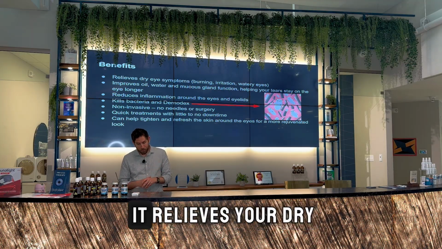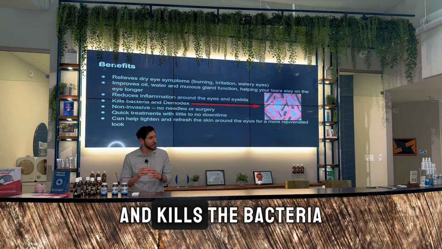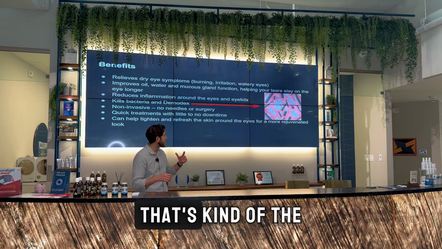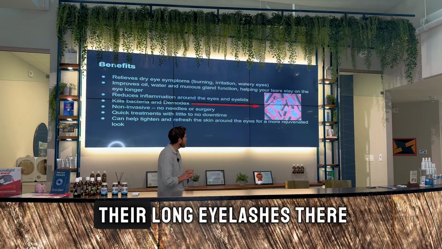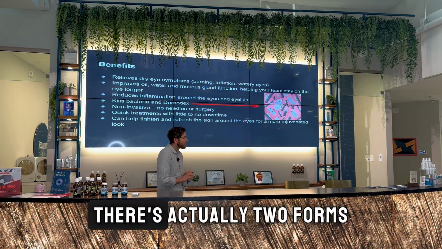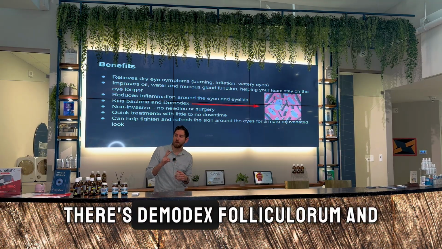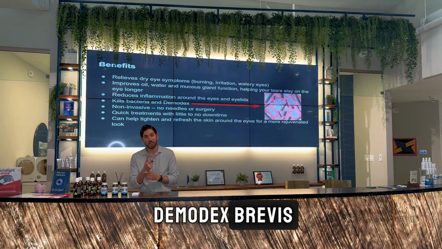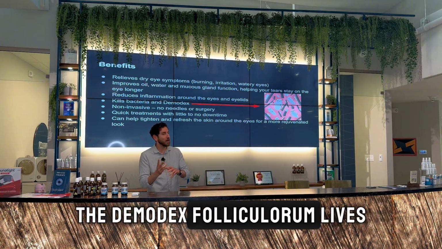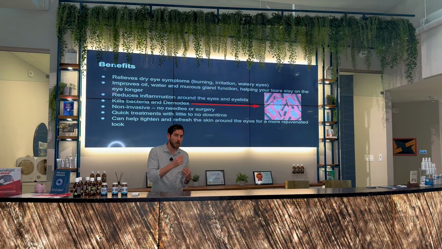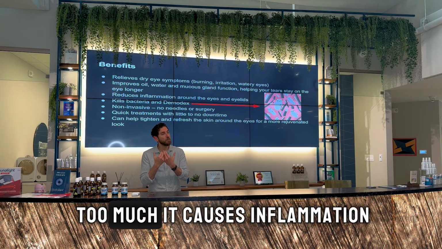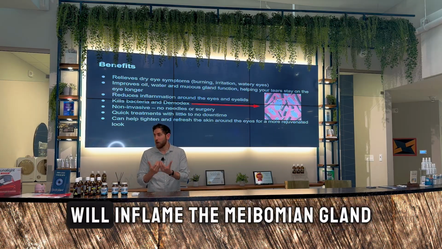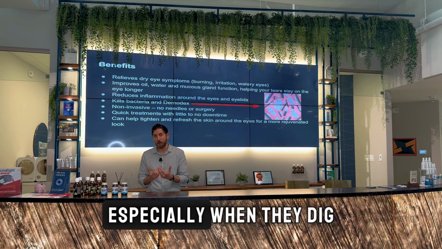So we already spoke, it relieves your dry eye symptoms and kills the bacteria and kills Demodex. That's kind of the cute picture that we found of the Demodex mites. Look at them with their long eyelashes there. There's actually two forms of them: Demodex folliculorum and Demodex brevis. The Demodex folliculorum lives in your hair follicles, right by your eyelashes, swarms. Everybody has it. It's when you have too much, it causes inflammation, will inflame the meibomian gland especially.